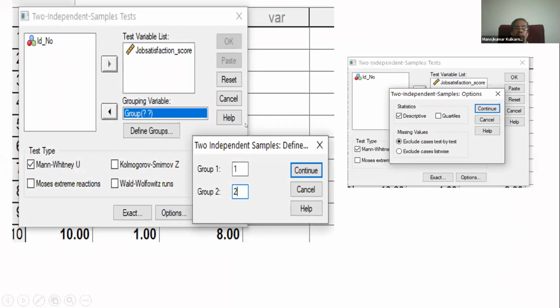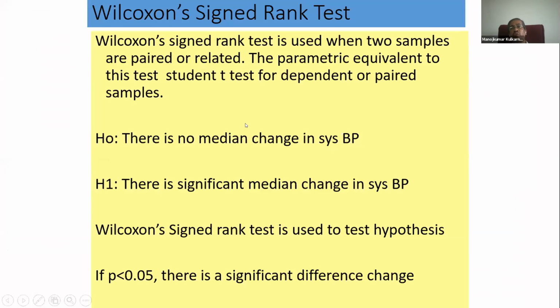Parallel to the paired t-test, that is the Wilcoxon signed rank test. The Wilcoxon signed rank test is used when two samples are paired or related, meaning the measurement is made on the same person at two different points of time, say, for example, before the start of the experiment and after the experiment. This is equivalent to the paired t-test.